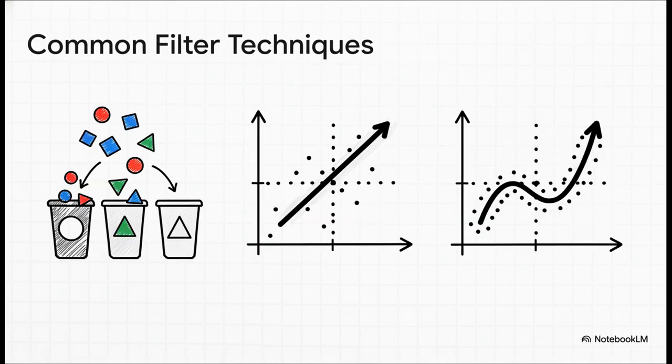And the techniques you'll see here are probably familiar. You've got the chi-squared test, which is awesome for your categorical features. There's Pearson correlation, which is great for spotting those simple, straight-line relationships. And then you have mutual information for uncovering some of the more complex, nonlinear connections.